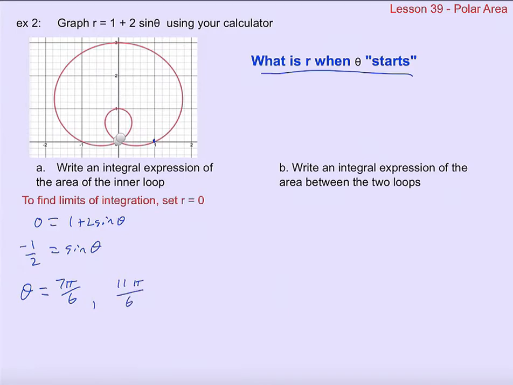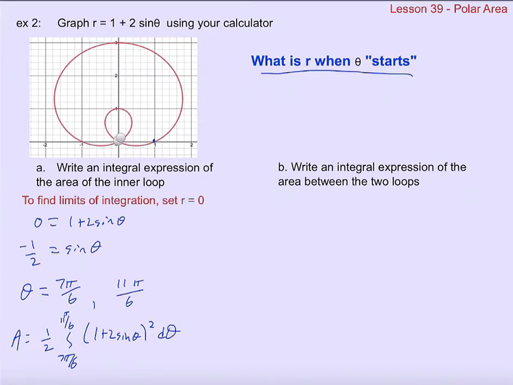So those are our starting and ending points, which means the area that we're looking for is 1/2 times the definite integral from 7 pi over 6 to 11 pi over 6, forgot my pi, of r squared d theta. And that one's not too bad.